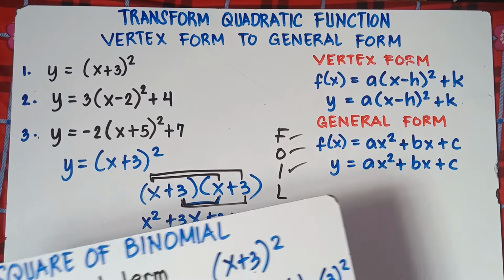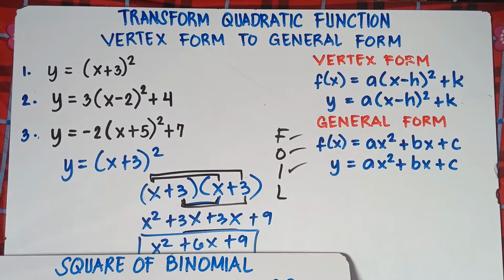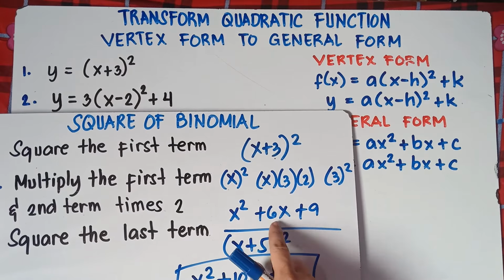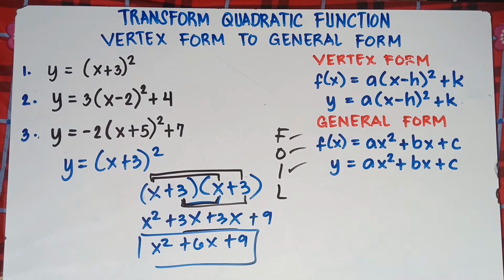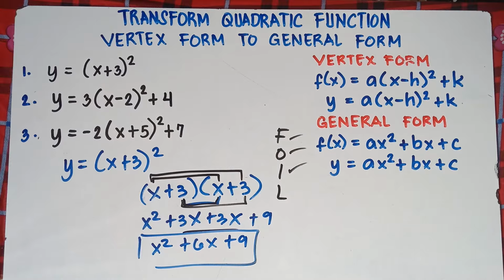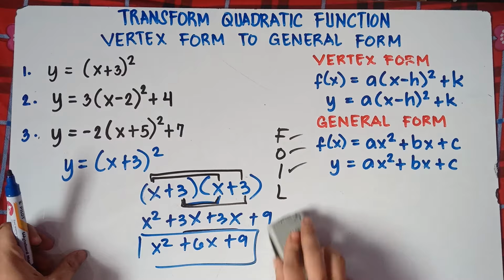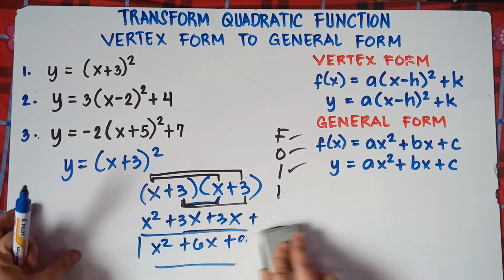So we get the same answer, class: x squared plus 6x plus 9. It's very easy for the square of binomial. If you want to learn more about the square of binomial, I will put the link in the description down below. So our answer is x squared plus 6x plus 9.